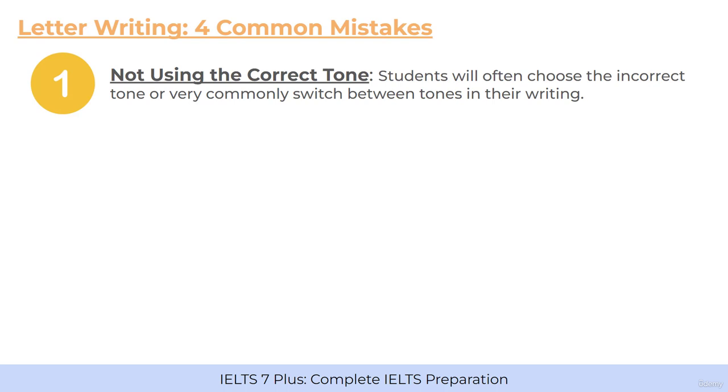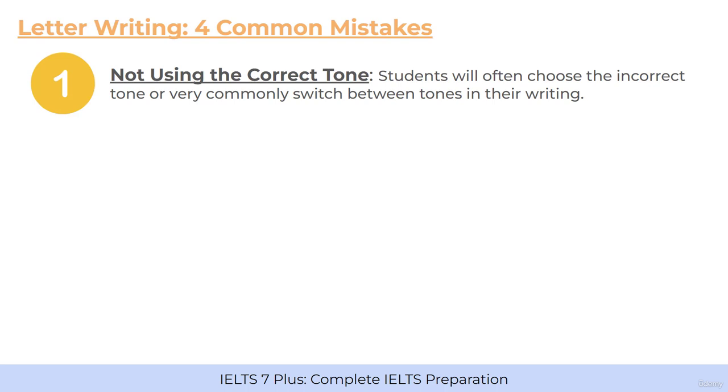One way to make sure you don't make this mistake is to ensure that you are practicing a lot of different letters, formal and informal. Try and get some feedback on them. Read them back yourself. Make sure that you're using the correct tone throughout. Consistent use of tone is really important, and it's a mistake that students make all the time, and it does cost you band score for sure. So mistake number 1, not using the correct tone, and importantly, not consistently using tones overall.